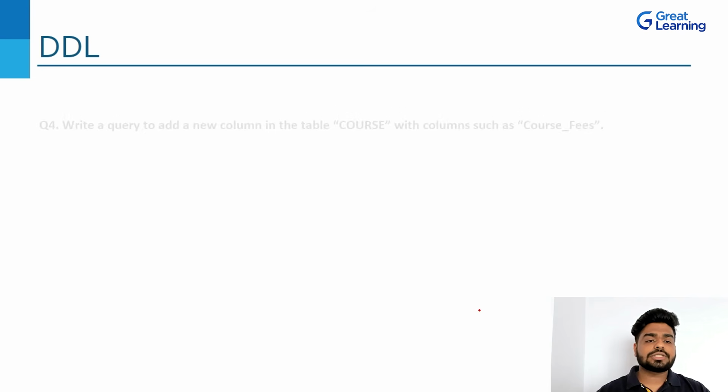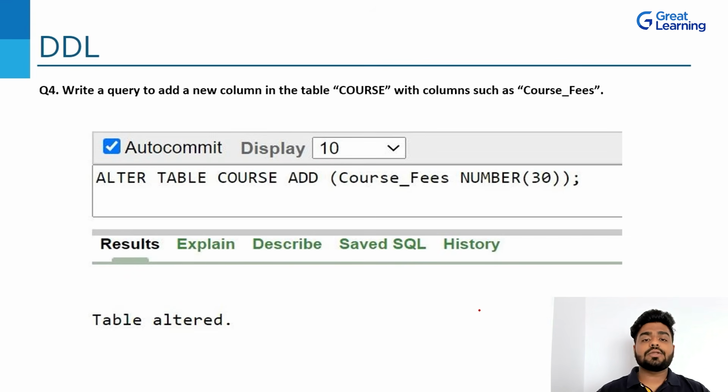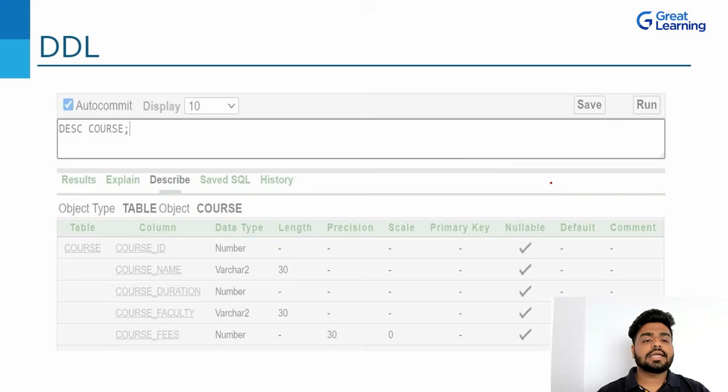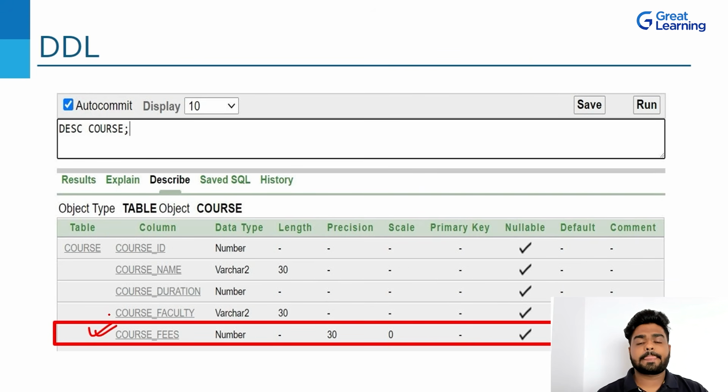Okay. Let's do some questions. Write a query to add a new column in the table course with columns such as course fees. So I want to add a new column. ALTER TABLE course, course is the table name, ADD course fees. Course fees is my new column name with this description. Next question. Now if you see the description of the course table, you can find course fees here, right?